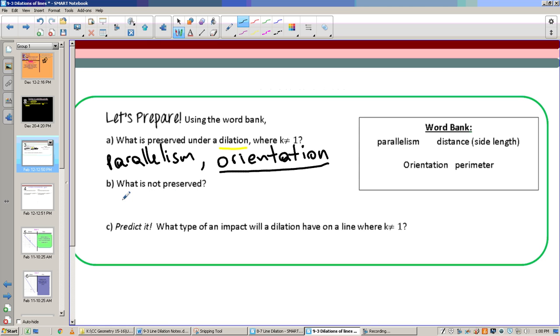And what's not preserved? Well, the shapes will always get bigger or smaller depending on the scale factor. So the distance is not preserved. Not preserved means that it changes. And because the distance changes, then their perimeter will change.